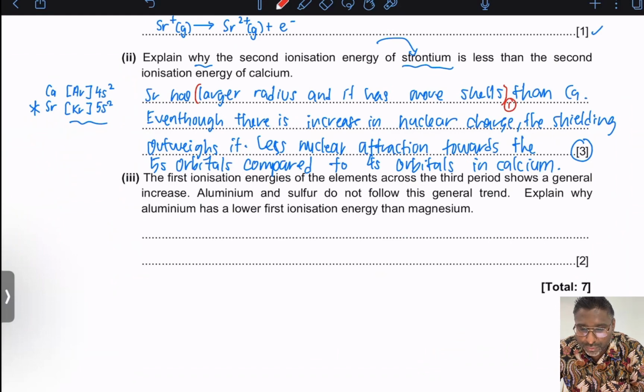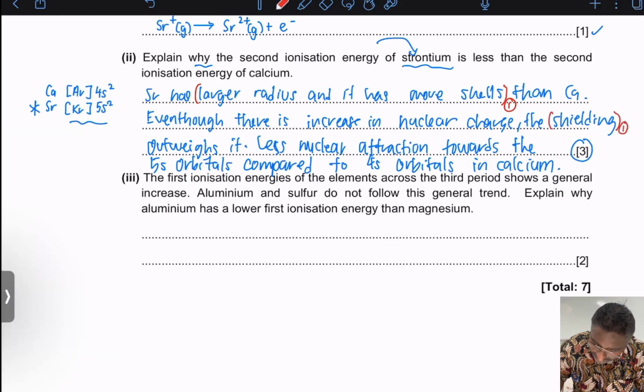Then, even though there is nuclear charge, the shielding outweighs it. So I mentioned shielding now. That's going to be another 1 mark. And then less nuclear attraction towards the 5s orbital, which I am defining as related to strontium. How do I know it's related to strontium? Because the question is asking about strontium, and I have mentioned that I'm talking about strontium. Less attraction towards the 5s orbitals compared to 4s orbitals in calcium, or less nuclear attraction towards the electrons.